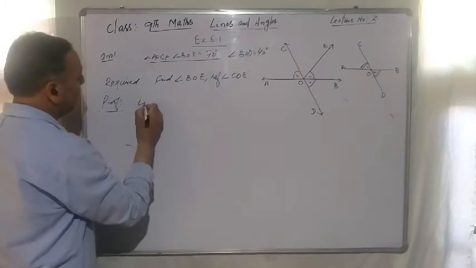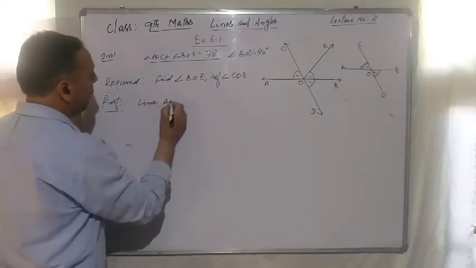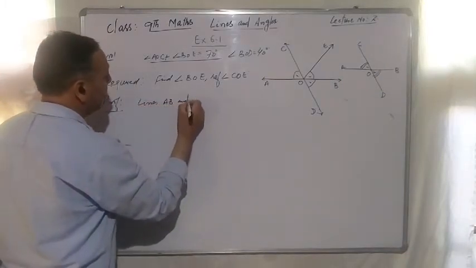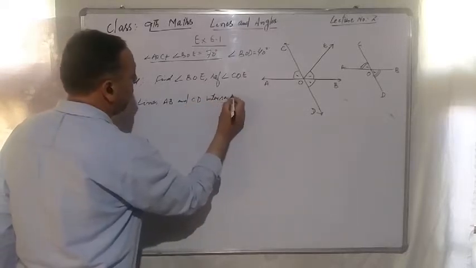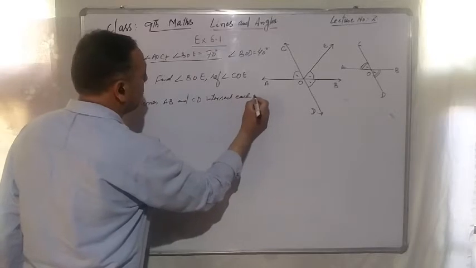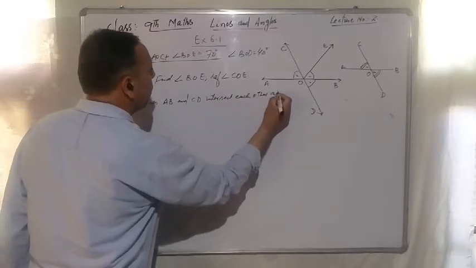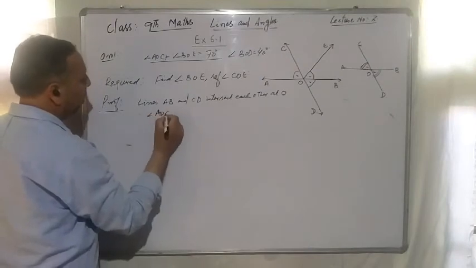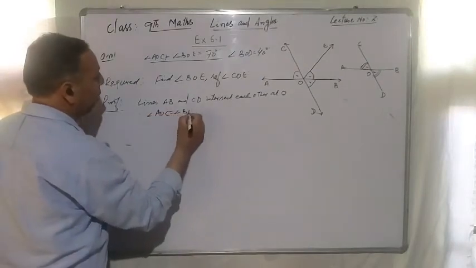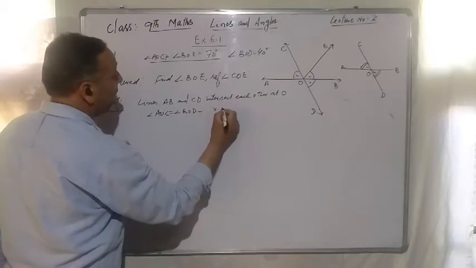Now, lines AB and CD intersect each other at O. Therefore, angle AOC is equal to angle BOD. These are vertically opposite angles.